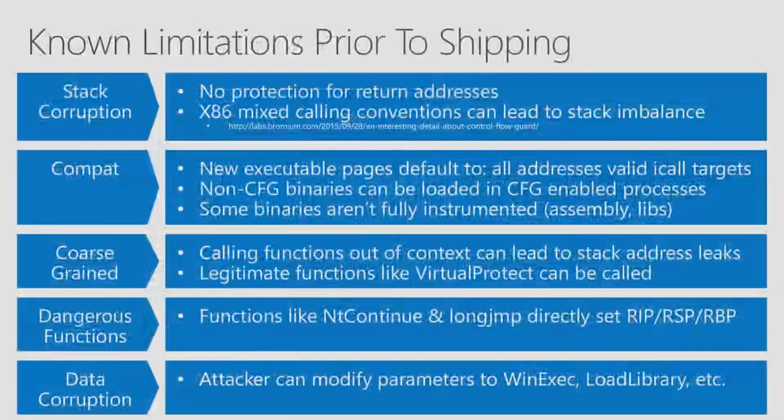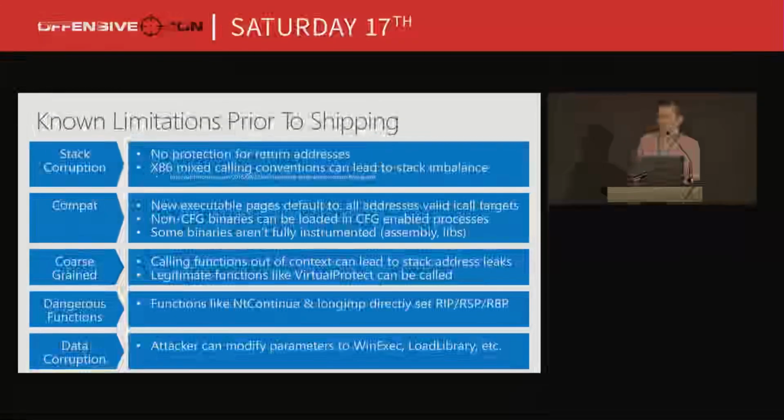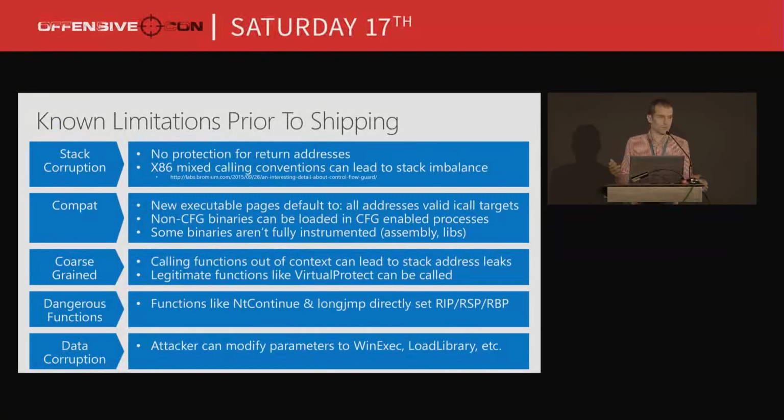Now, prior to Control Flow Guard shipping, we did lots of analysis on it, and we had a bunch of limitations that we knew about right off the bat. An obvious one is stack corruption. Control Flow Guard makes no attempt to protect the stack. We needed our split stack pillar to do that. So we already know that if someone can find the stack, we're done.